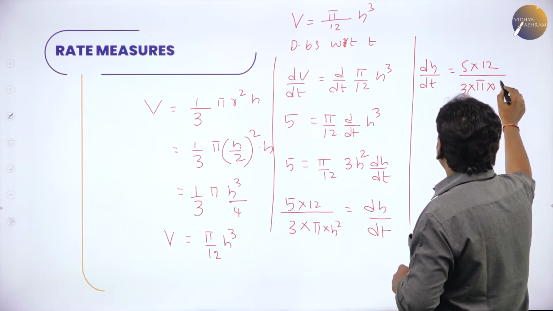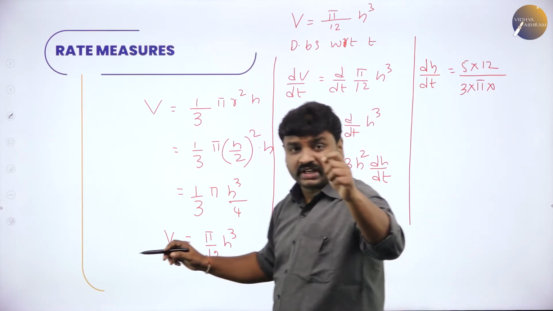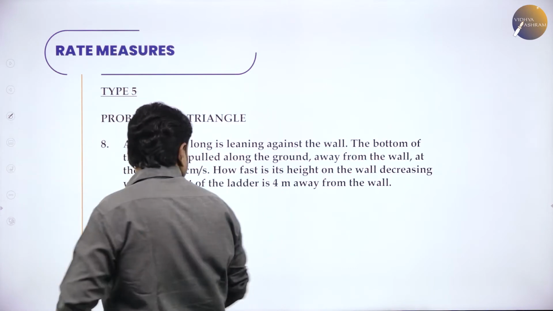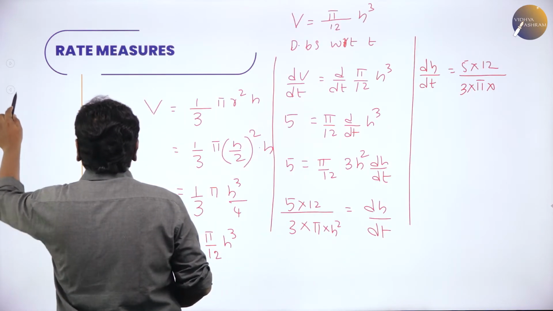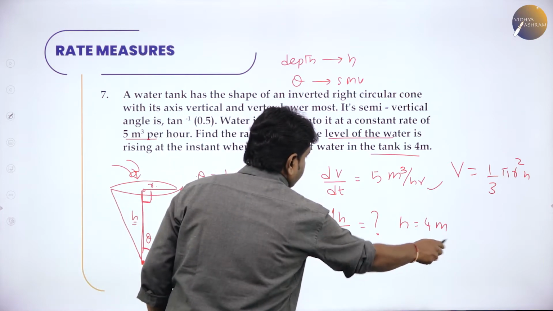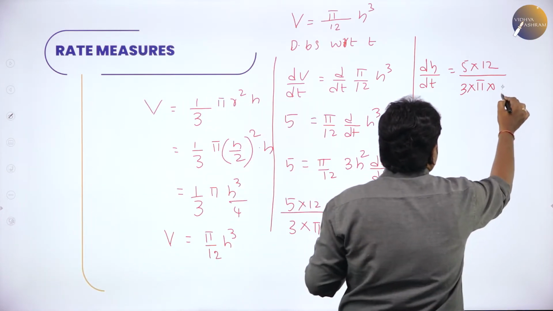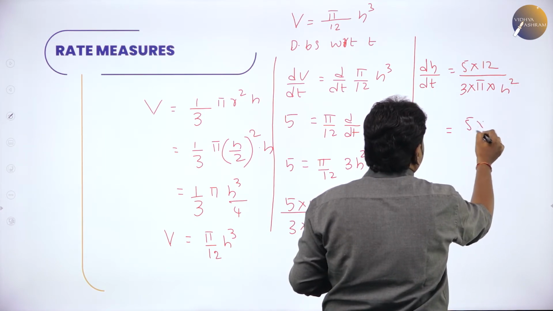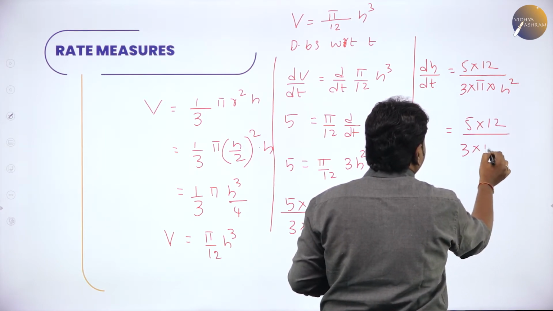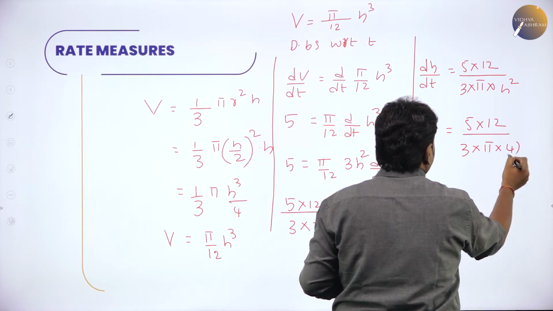H they gave, they want you to find the rate of change of water level when h is, so sorry, when h is 4 meter. They want you to find when h is 4 meter, h square. So in the place of h square put 4 square. 5 into 12 divided by 3 into pi into, so 4 square.